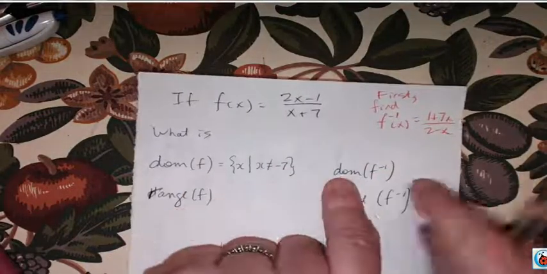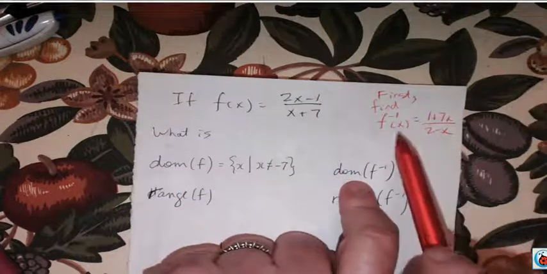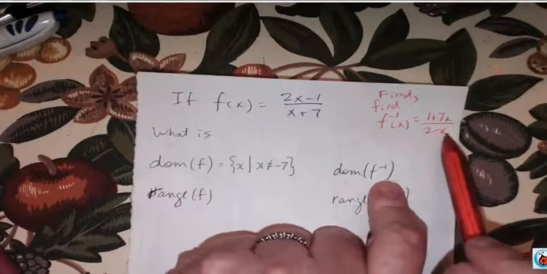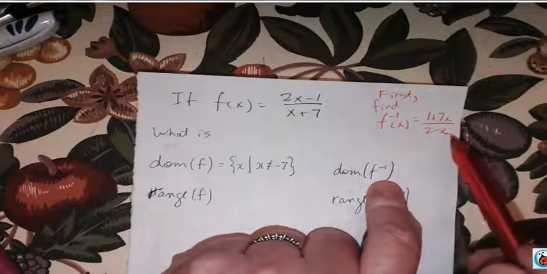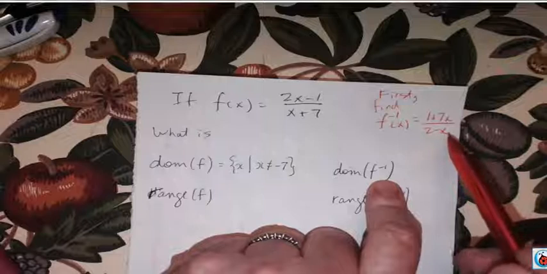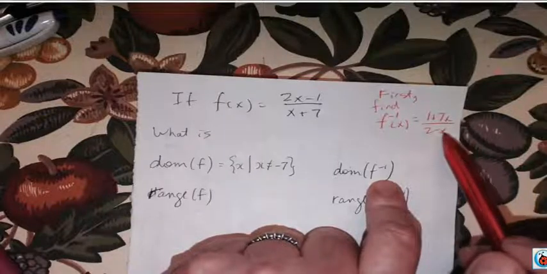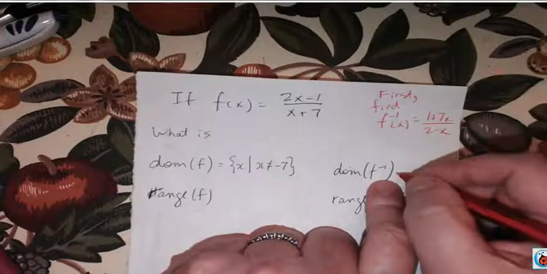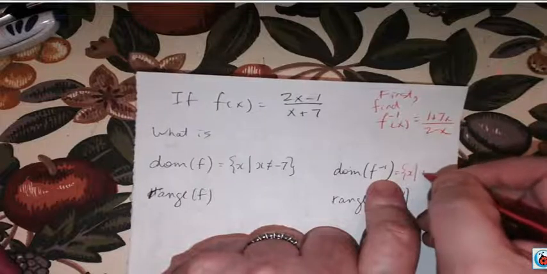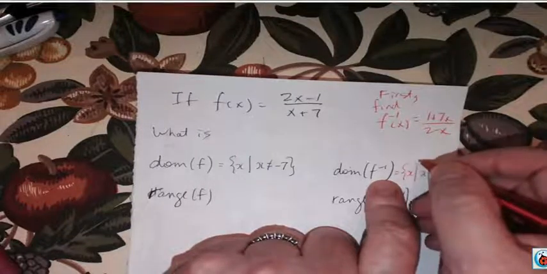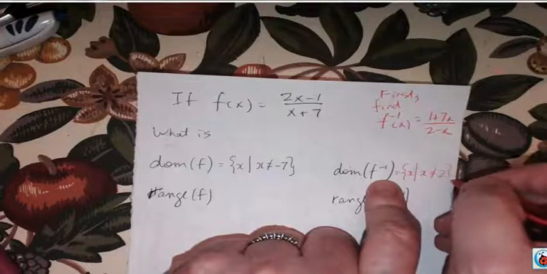Okay, now let's look at the domain of f inverse. Here's my formula for f inverse. The domain is what the x values are allowed to be. You cannot have 0 on the bottom of a fraction, so this x is not allowed to be 2. So any real number x as long as it's not 2.